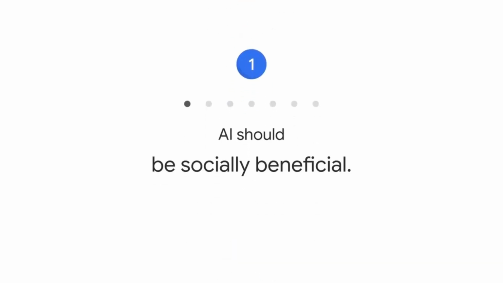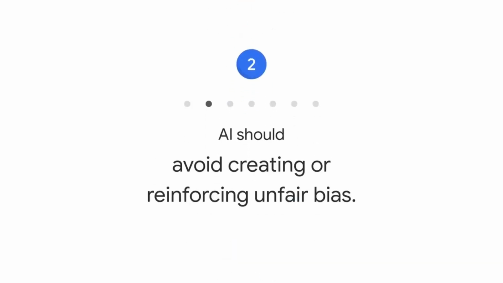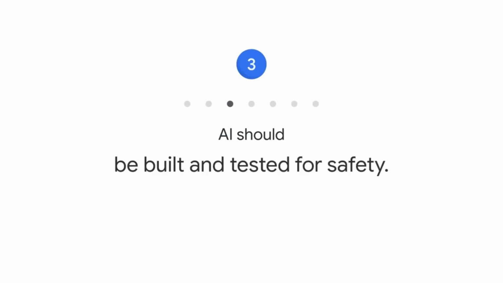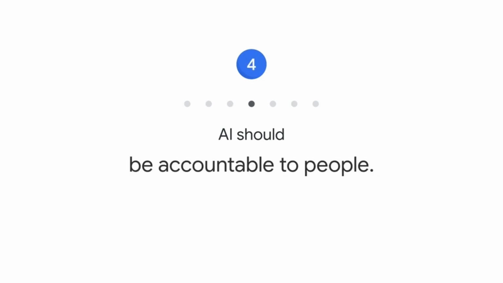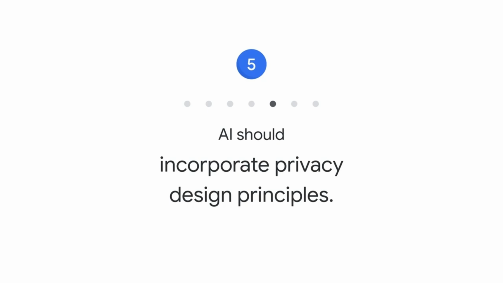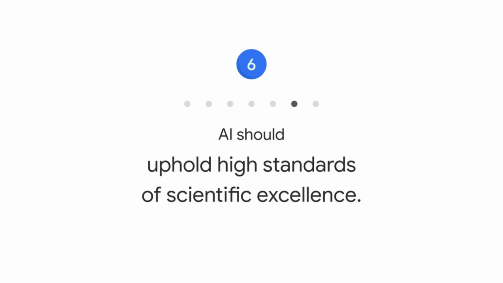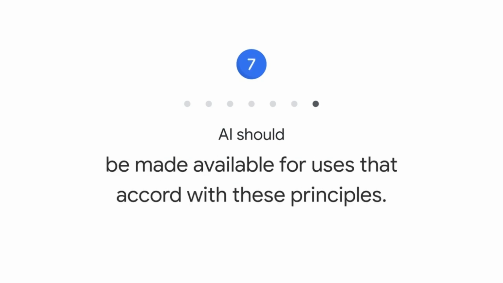Number 1, AI should be socially beneficial. 2, AI should avoid creating or reinforcing unfair bias. 3, AI should be built and tested for safety. 4, AI should be accountable to people. 5, AI should incorporate privacy design principles. 6, AI should uphold high standards of scientific excellence. 7, AI should be made available for uses that accord with these principles.